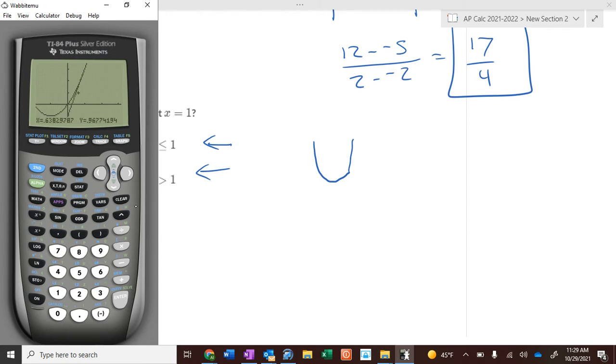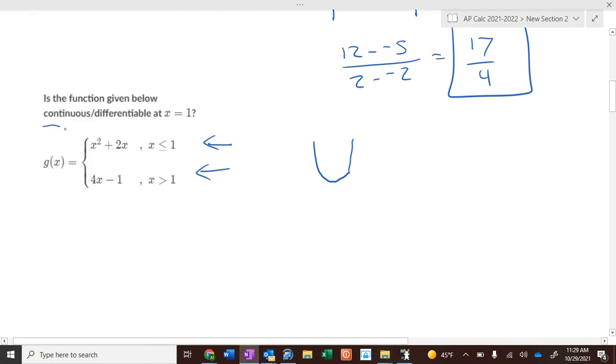Ooh, that looks really smooth. Trace at 1. At 1, we're there. Yeah, I think that's so smooth. It is both continuous and differentiable there, because it's a smooth curve. Because if it goes like this and then off like this, it's not.